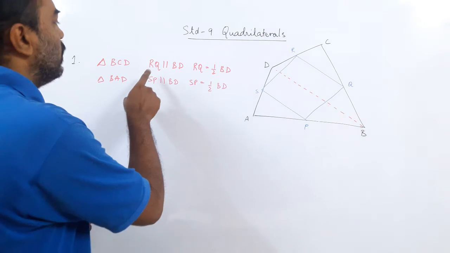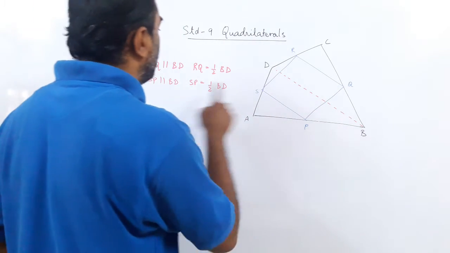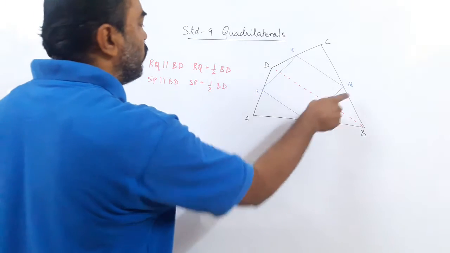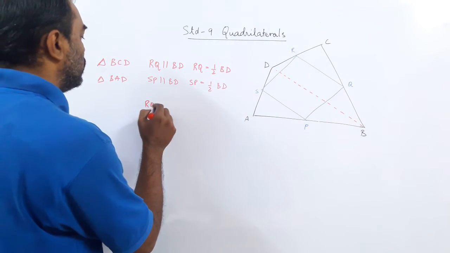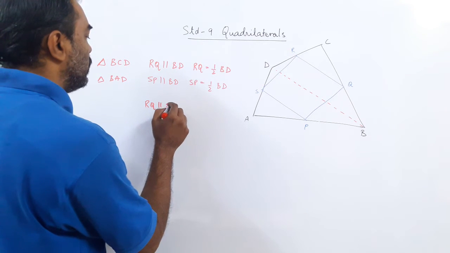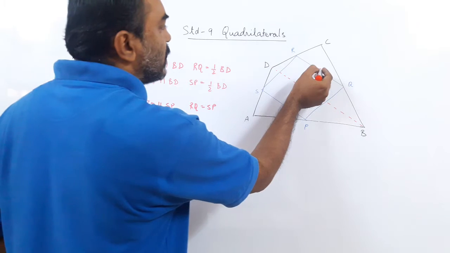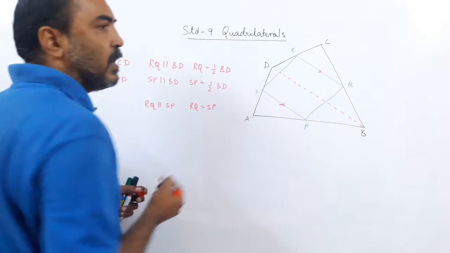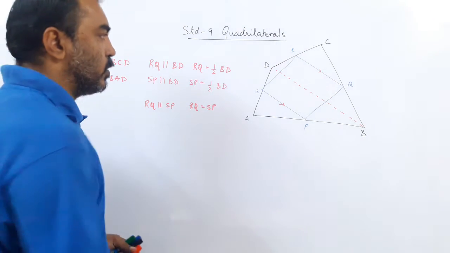Now we have RQ parallel to BD, SP parallel to BD. So RQ is parallel to SP. RQ is half of BD and SP is equal to half of BD. So we can write RQ is parallel to SP and RQ equal to SP. So the opposite sides of this quadrilateral are parallel and equal. So automatically it forms a parallelogram.